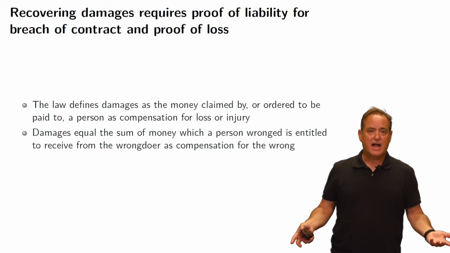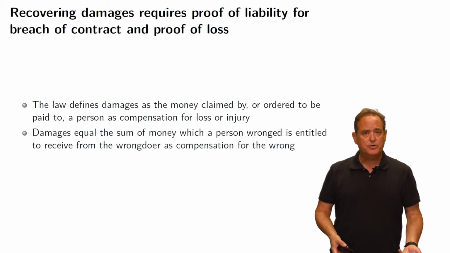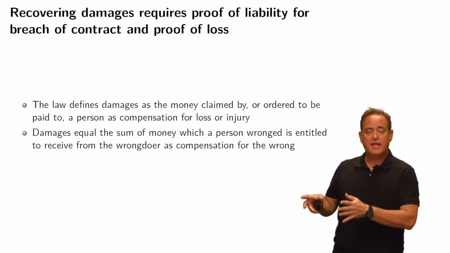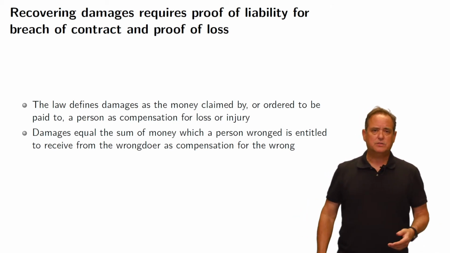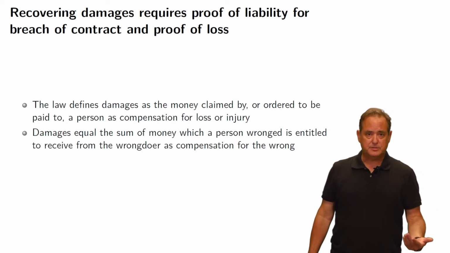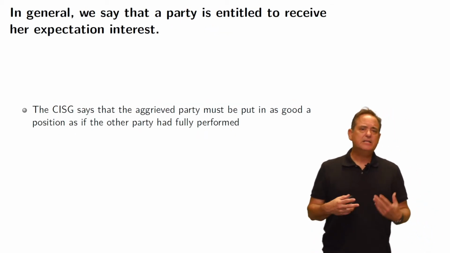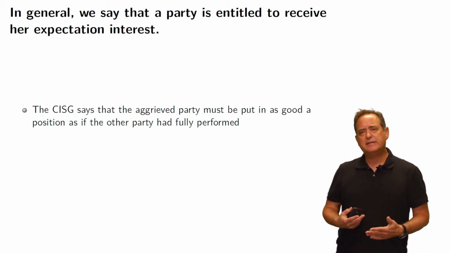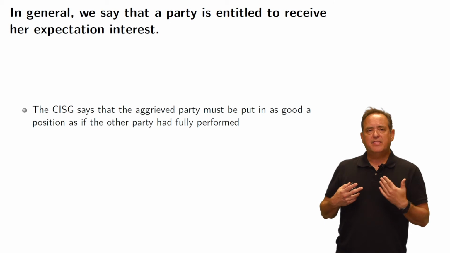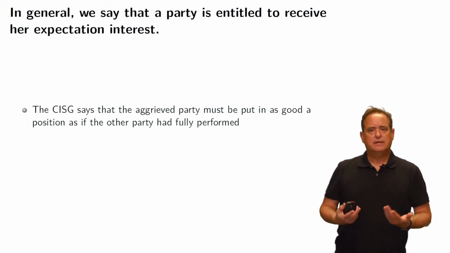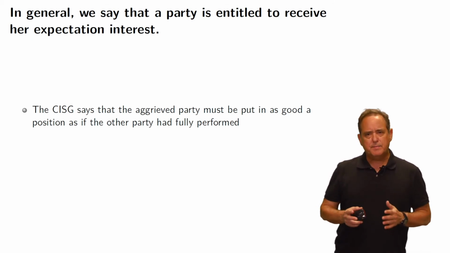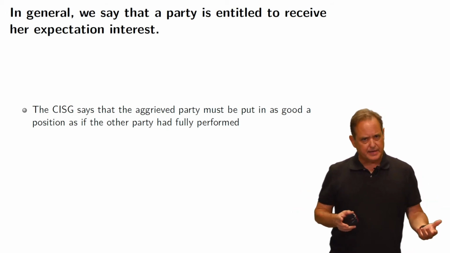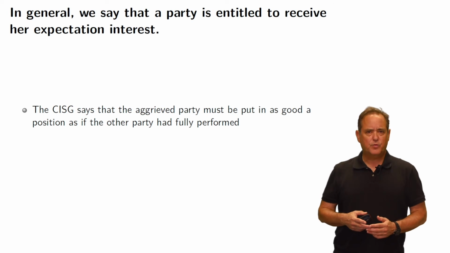You don't get $500. You don't get the actual computer. Instead, you get the difference between the contract price and the market price, because that's the amount that you were damaged by. In general, we call this an expectation interest. A party is entitled to receive their expectation interest. What the CISG requires is that a party must be put in as good a position as it would have been in had the contract been performed.